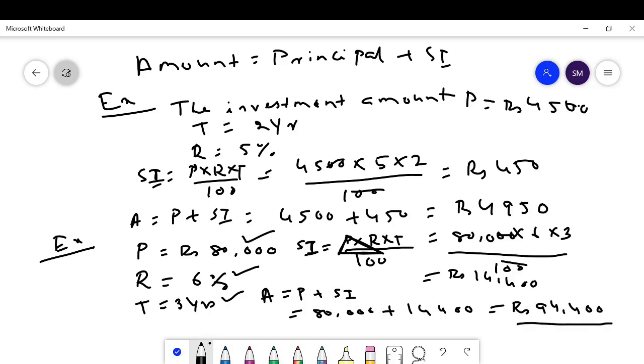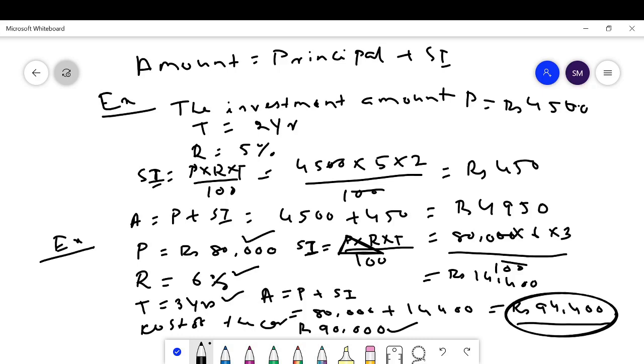94,400 he bought a car for rupees. The cost of the car is 90,000. How much amount is invested for buying the car? 90,000. He has total amount 94,400. Out of this amount he has bought the car of 90,000.